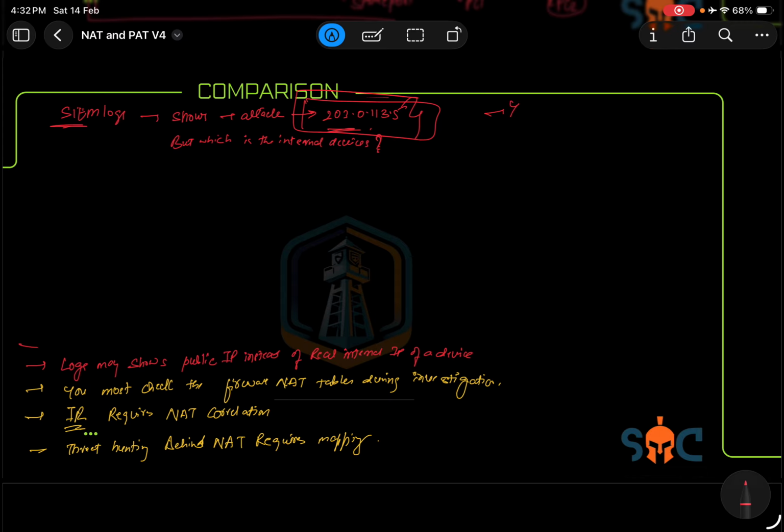Okay, so what you can do is check the NAT logs. You can match the timestamp, and you can match the port number as well, and with that you can identify the real internal IP.